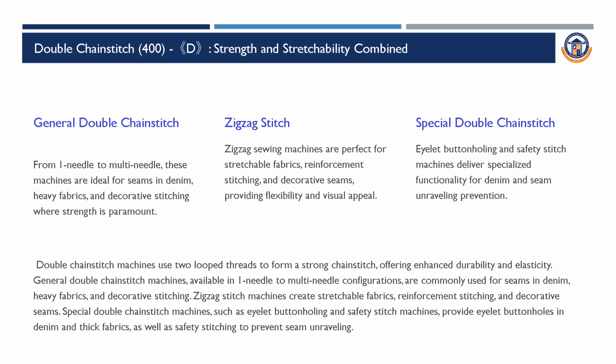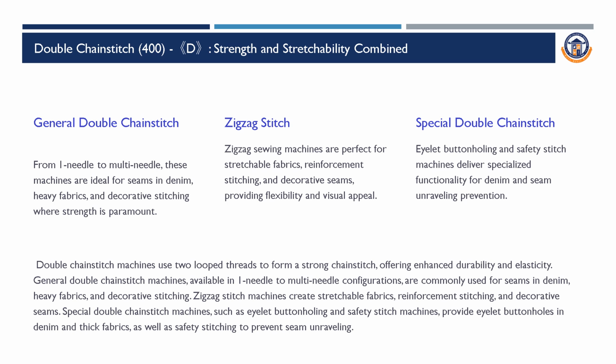Double chain stitch 400, strength and stretchability combined. Here also we have three categories. One is the general double chain stitch machine. Another is the machine suitable for zigzag stitching. Another is special double chain stitch. Let's discuss the general double chain stitch. From one needle to multi-needle, these machines are ideal for sewing denim, heavy fabrics and decorative stitching where strength is paramount.